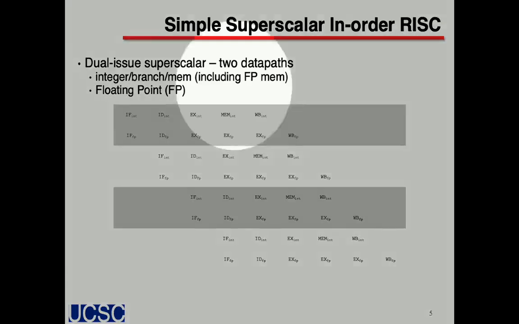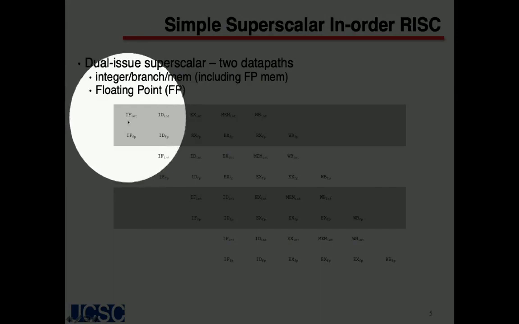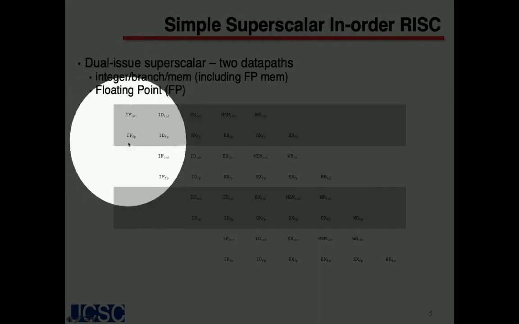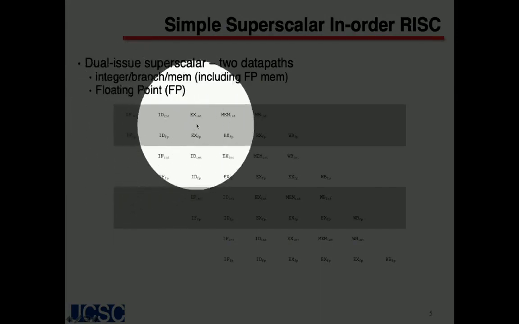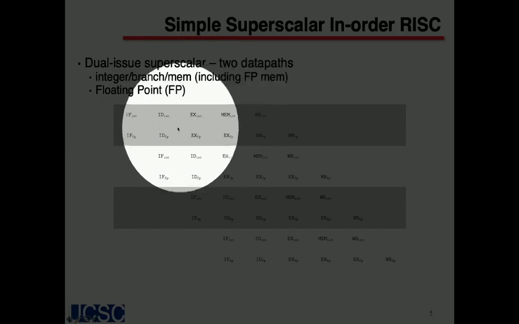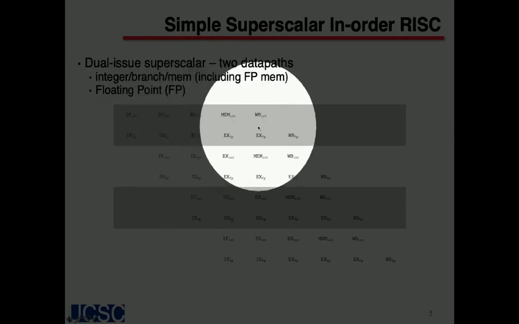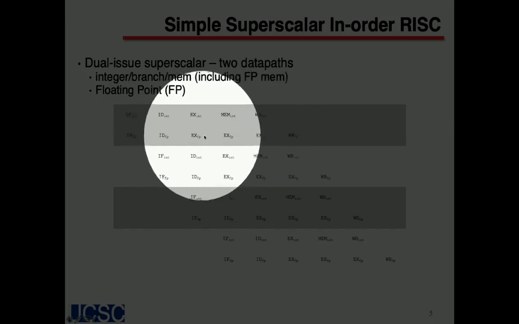Here we have both of them doing the fetch, right? You see fetch from integer, fetch from floating point, both doing decode, both executing. But now here's what's interesting: the integer pipeline does both integer operations and memory operations. The floating point pipeline does only floating point. In this particular example, the floating point takes longer.